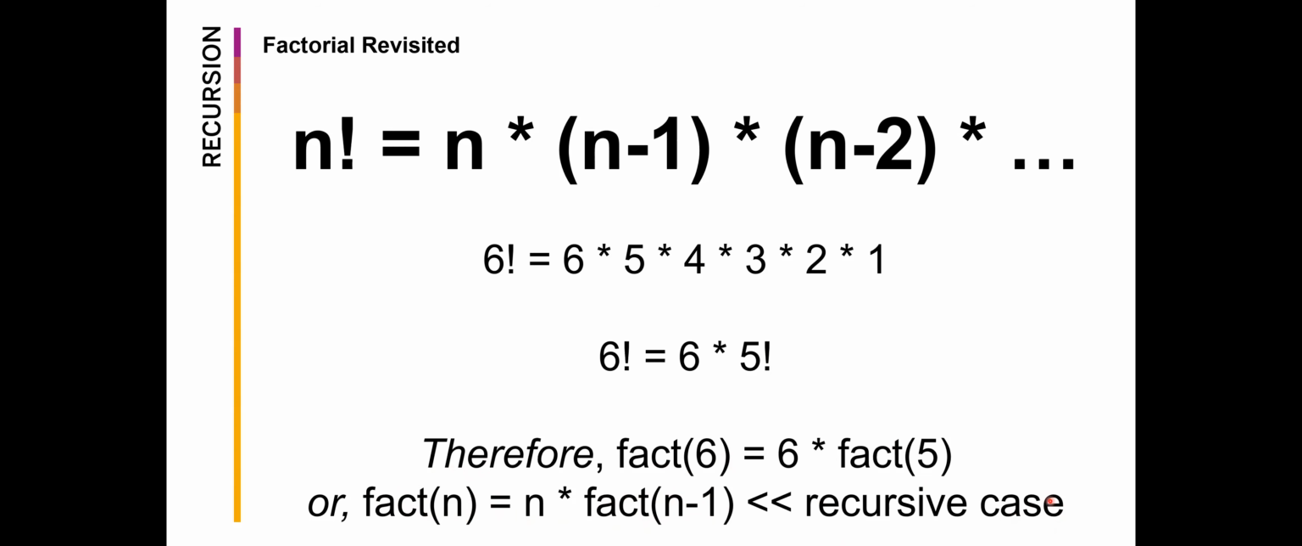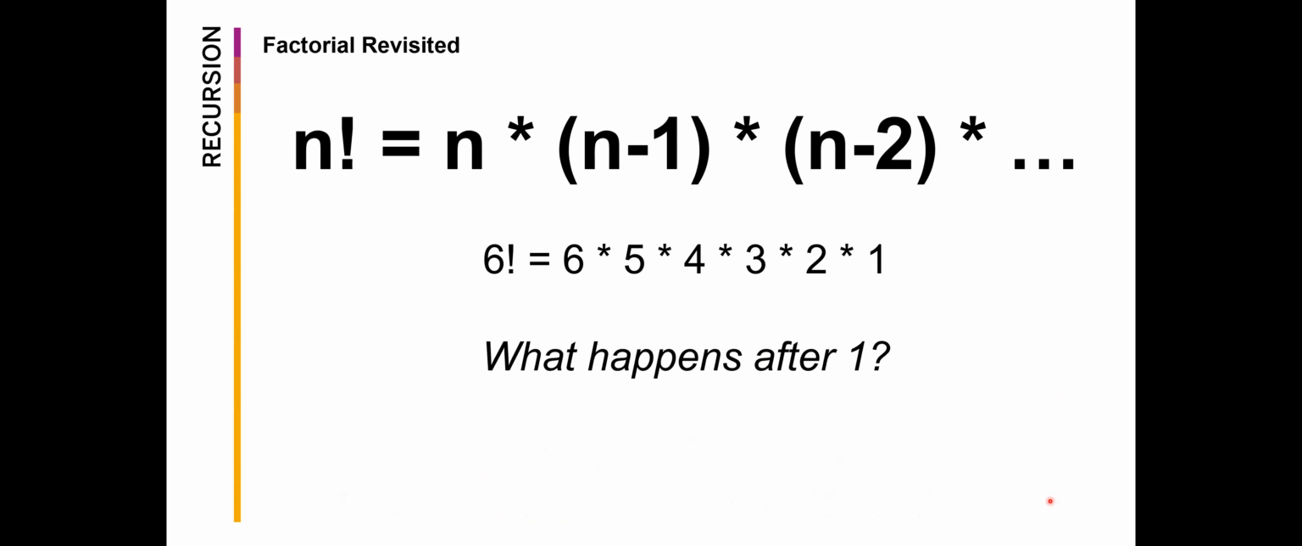But again, we have to look at the base case. So what happens after we reach 1? Do we proceed with 1 minus 0? Do we proceed with 0 minus 1, negative 1 minus 1? With factorial, we don't actually try to reach 0, because if we do that, that cancels out everything. It will be multiplied by 0. So we have to end at 1. That will be our base case for today.